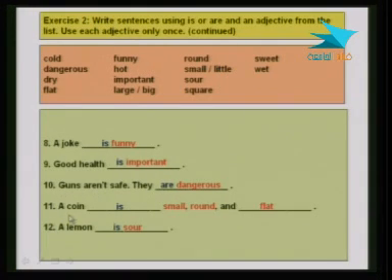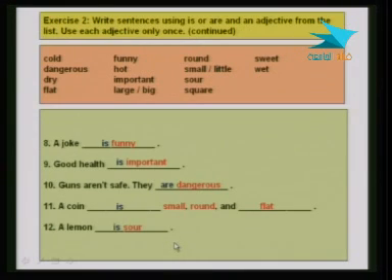And then number 11 here, a coin is small, round, and flat. If you use more than one adjective, you can separate them by the use of commas. This is a comma, okay? This is a comma, all right? And then we use the word and before the last adjective that we have. And the last sentence, a lemon is sour. Okay?